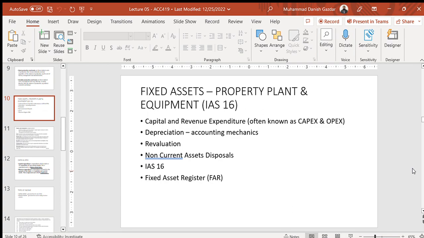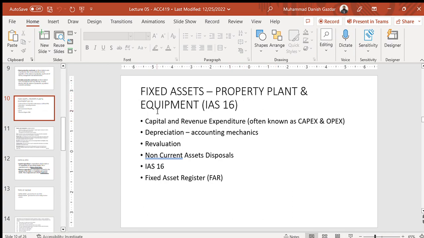So, today we are having our third lecture, and today we are going to discuss the fixed assets and a few more topics. Fixed assets is basically a very important topic, and IAS 16, International Accounting Standard 16, covers the fixed assets which are known as property, plant, and equipment.